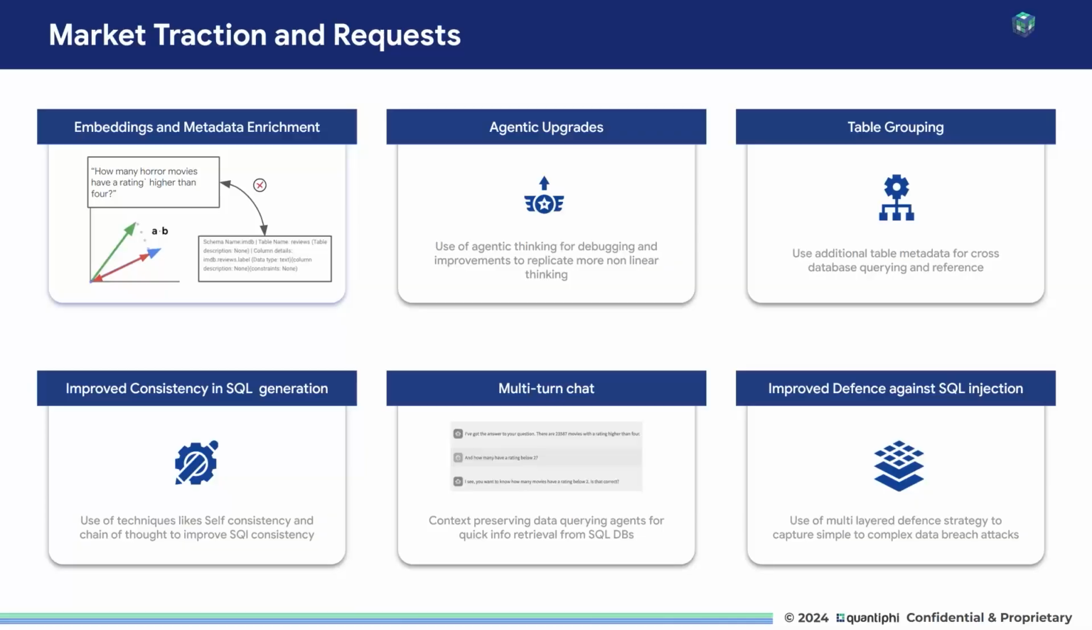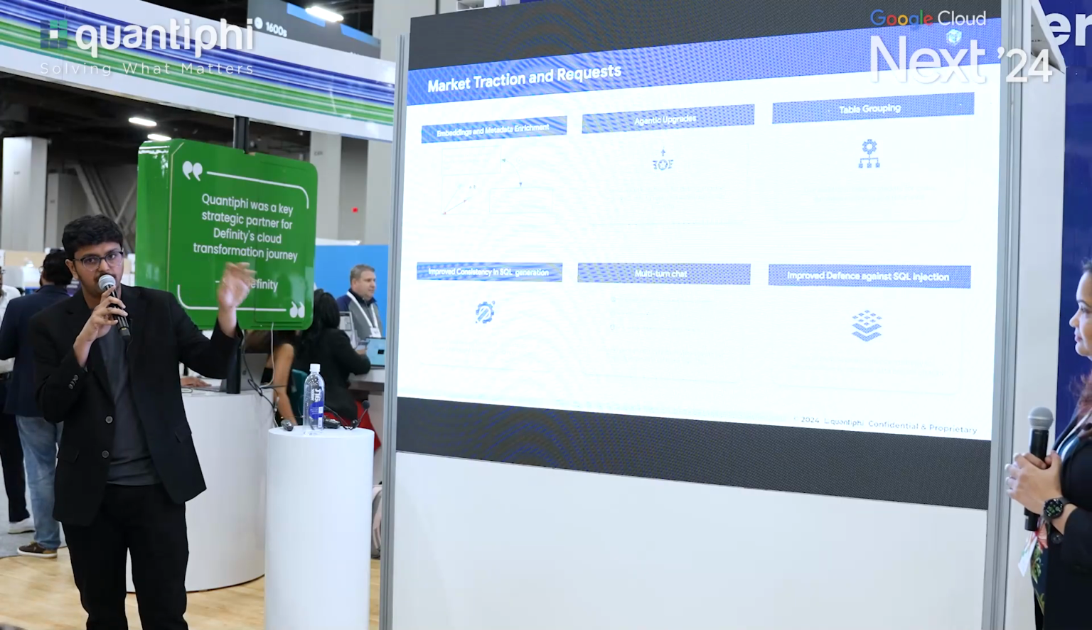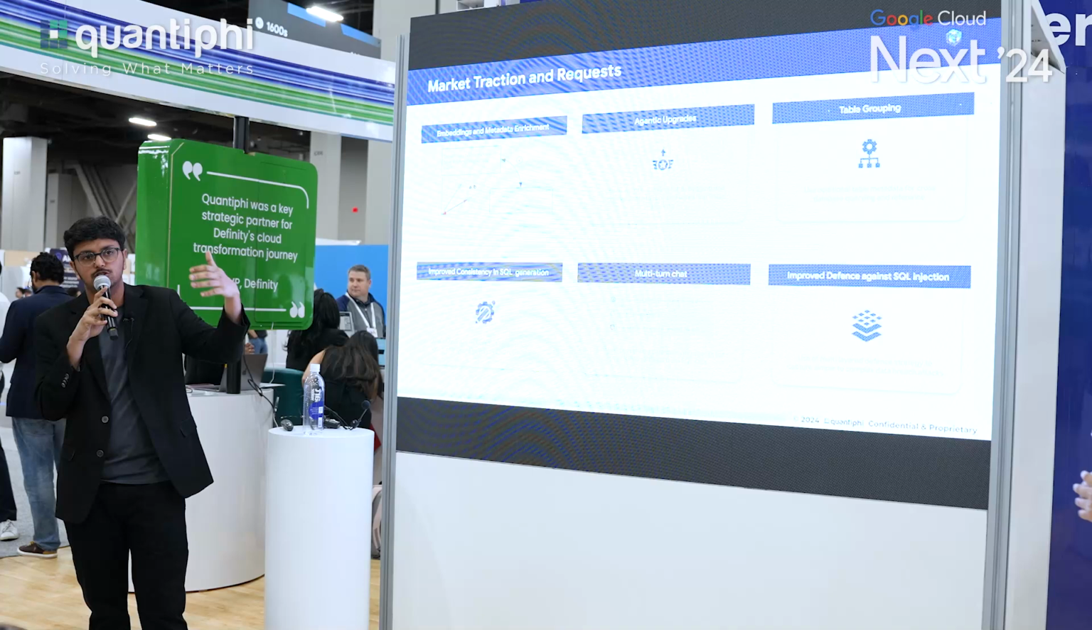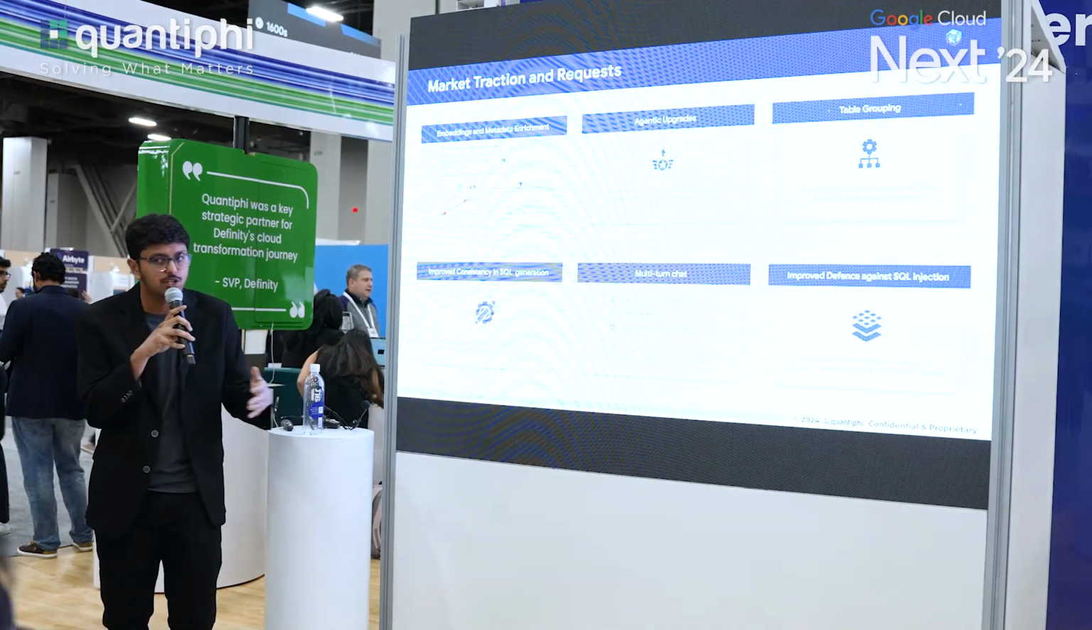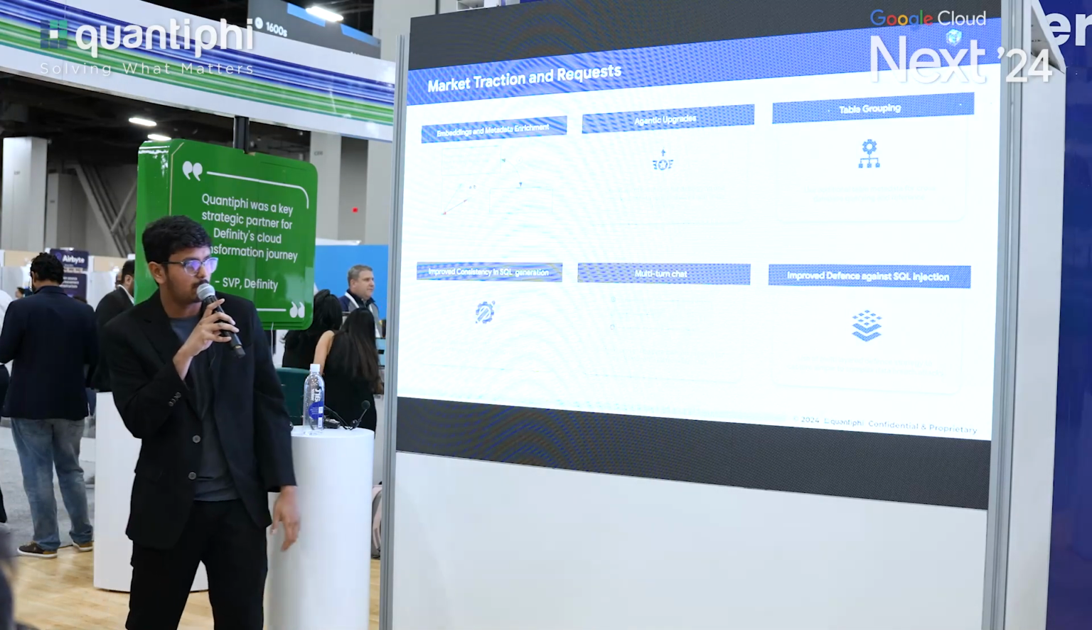Multi-turn chat is something that we have baked into it. You'll see a small demo on the next slide. This helps a user talk to the database better, and we retain the conversational history, and the user is able to iterate on top of it, ask follow-up questions, and be able to get to the right answer.